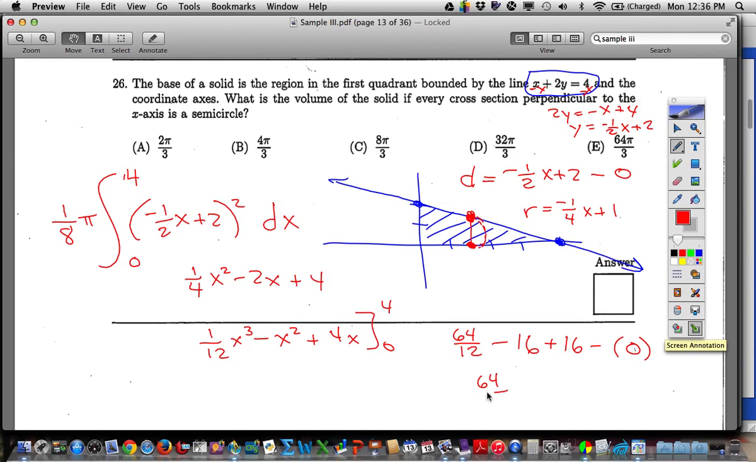That's nice. Oh, so that wasn't bad at all. So now I get 64/12, and I got to take that times pi over 8. The 8 cancels the 64. 8 pi over 12 reduces to 2 pi over 3. So, not too bad.